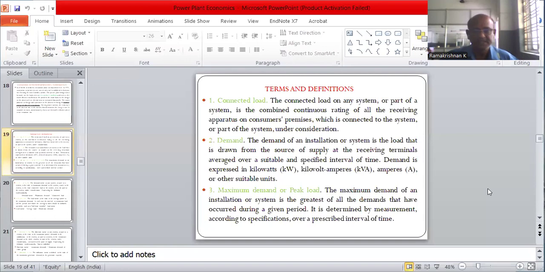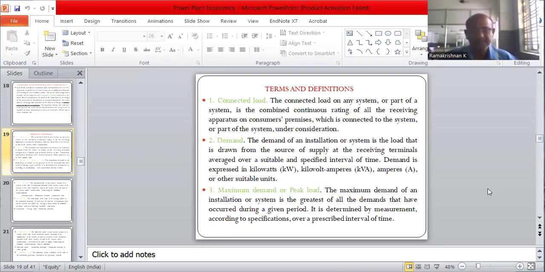First is the connected load. Here the connected load refers to the combined ratings of all the equipment connected on a particular consumer premises or industries totally. It is the continuous power rating of all the electric appliances in a premise of a consumer or industries, or anything else. So it is connected load.